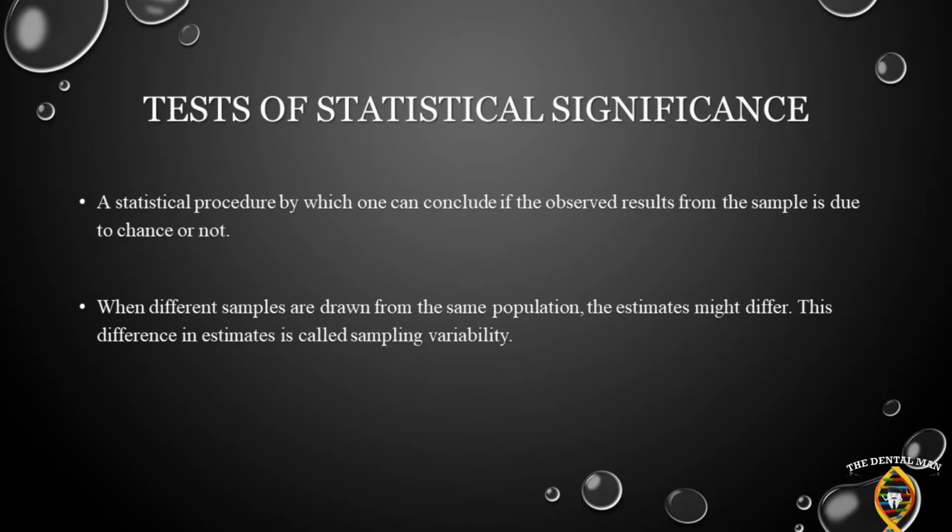When different samples are drawn from the same population, the estimates might differ. This difference in estimates is called sampling variability. To know how far the difference in estimates is due to sampling variation, we use the test of significance.